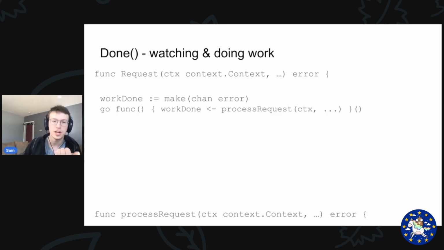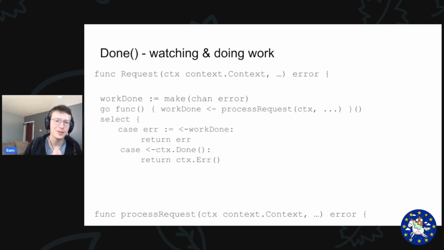So we make a work done channel, and then we spin off our sub request called process request and output its error to the work done channel, which could be nil. And then we use those fancy Golang select statements where you can pull from two channels in parallel, and we'll pull from both our own work done channel, or we'll pull from context.Done.